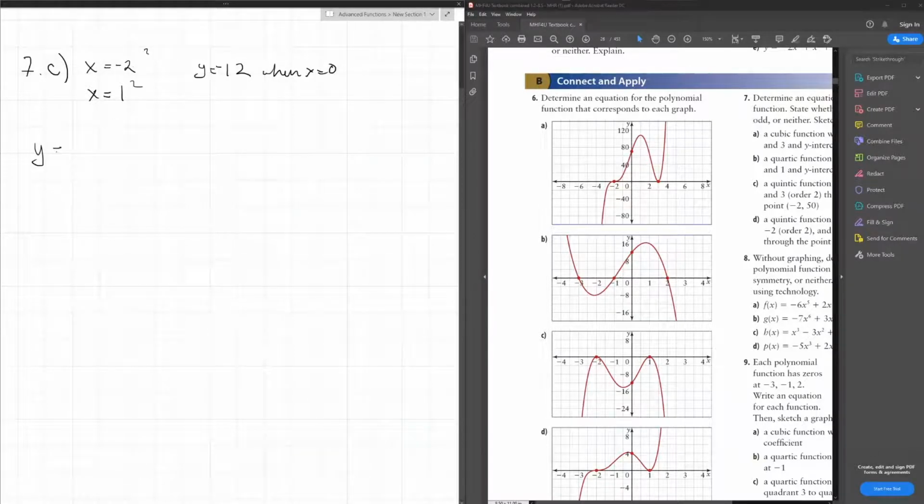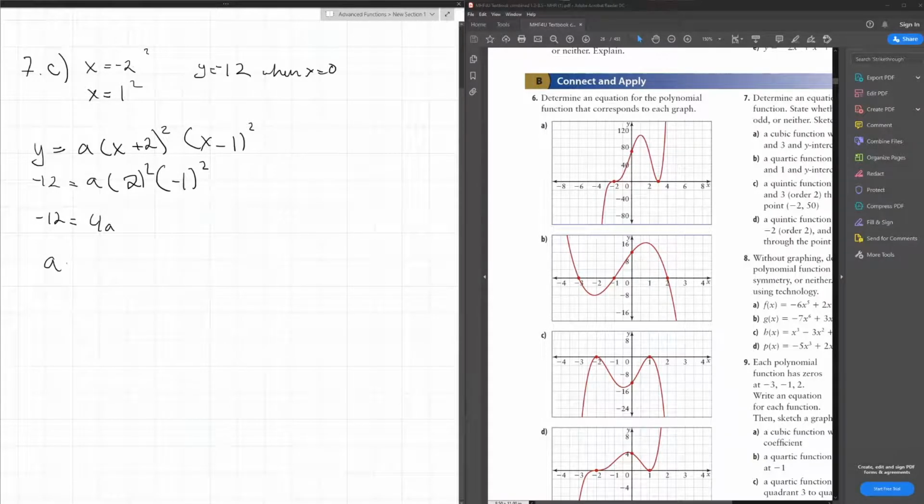We know the function would have to be written as y equals a, and then our factors, which is x plus 2, and then since we said it's a bounce, squared, and then x minus 1, again, squared. From here, it is rather simple. Since it's -12, we substitute that in: -12 equals a, and what those are when x equals 0, so we'll substitute zeros in, so we have 2 squared, -1 squared. So -12 equals, this becomes 1, and this becomes 4, so 4a, so a equals -3.